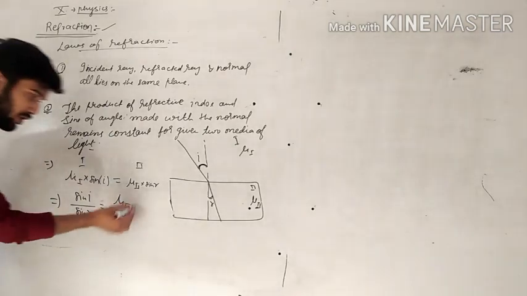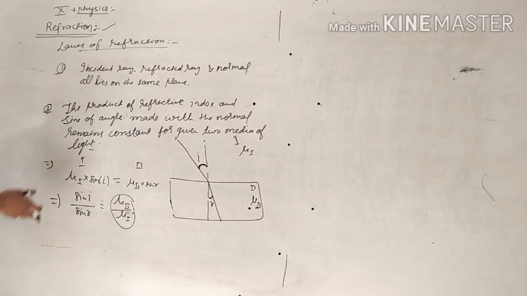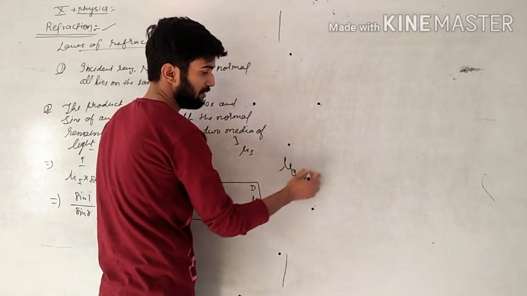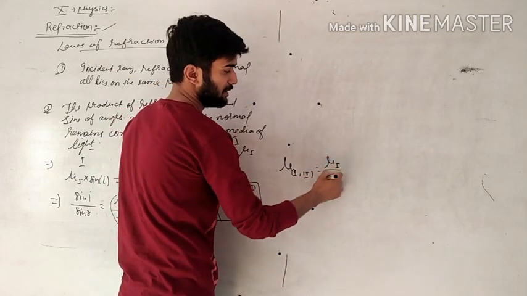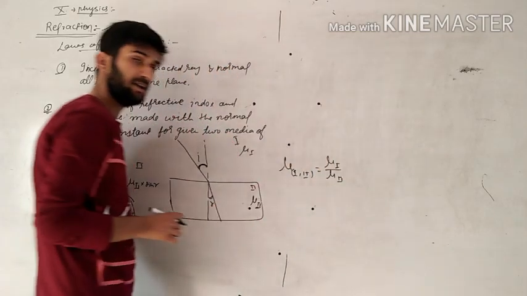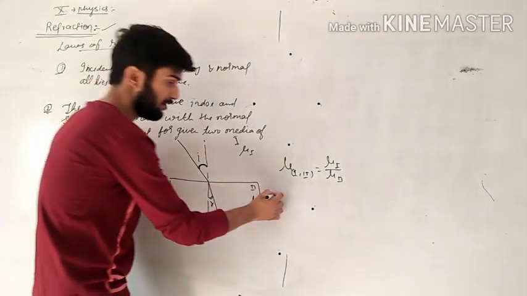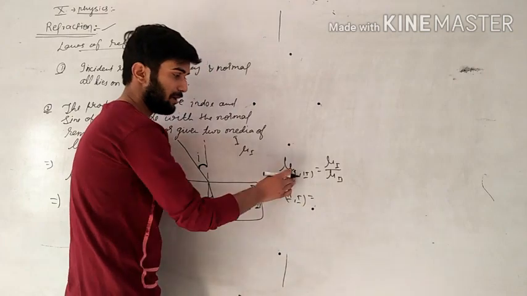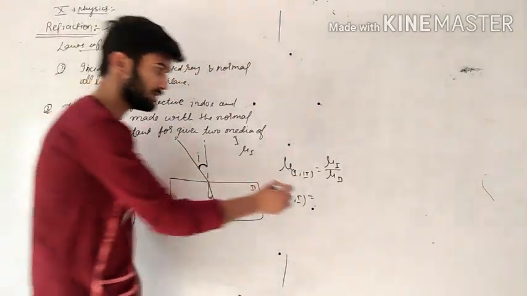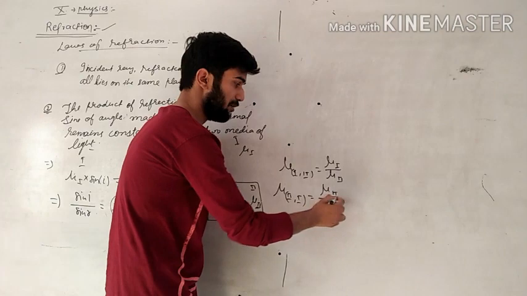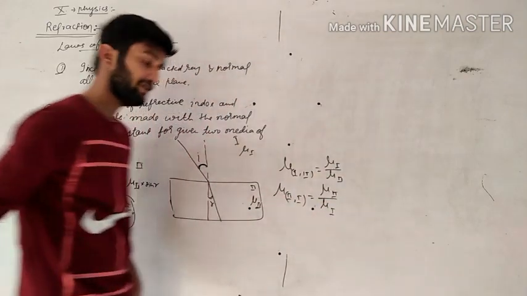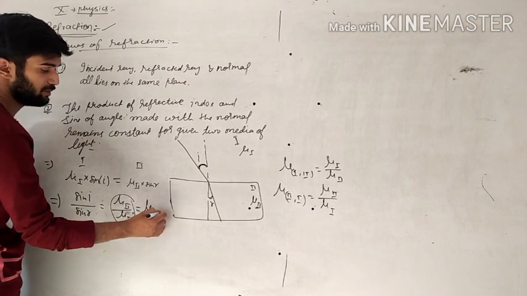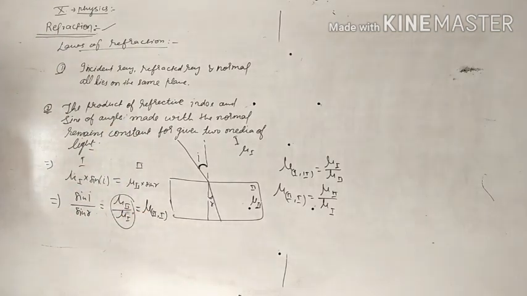And what is mu2 over mu1? We have already discussed earlier today that the refractive index of the first medium with respect to the second medium equals the refractive index of the first medium upon the refractive index of the second medium. The same way, for the refractive index of the second medium with respect to the first medium, if we replace 1 by 2 and 2 by 1, then this results in the refractive index of the second medium upon the refractive index of the first medium. Therefore, this is the relative refractive index of the second medium with respect to the first medium.